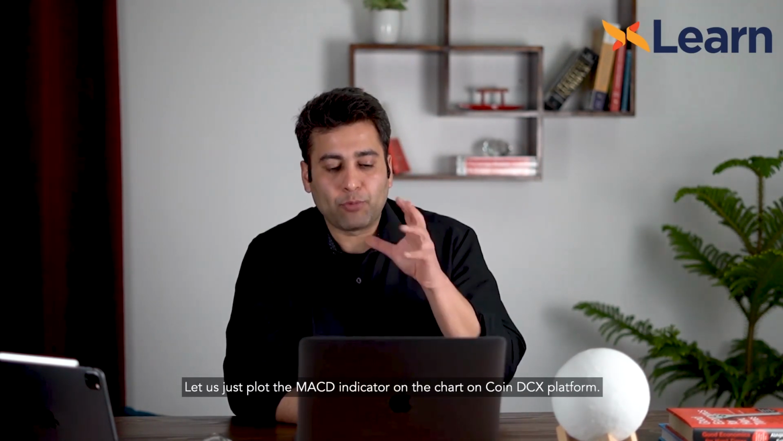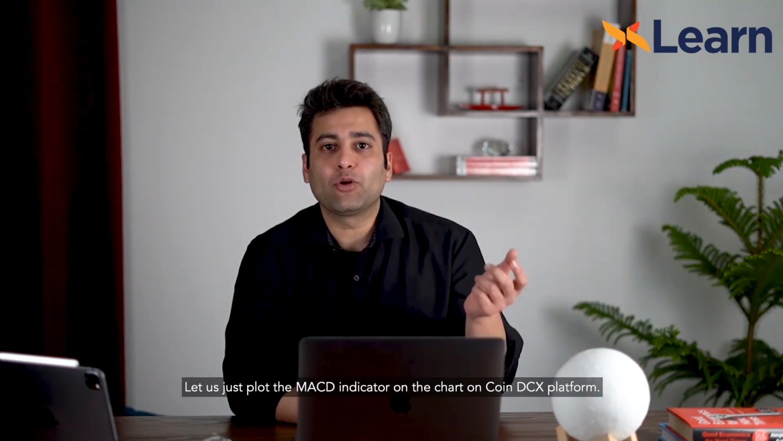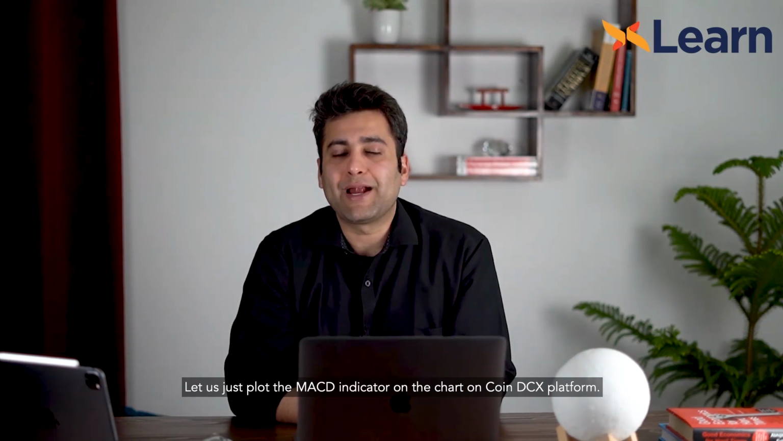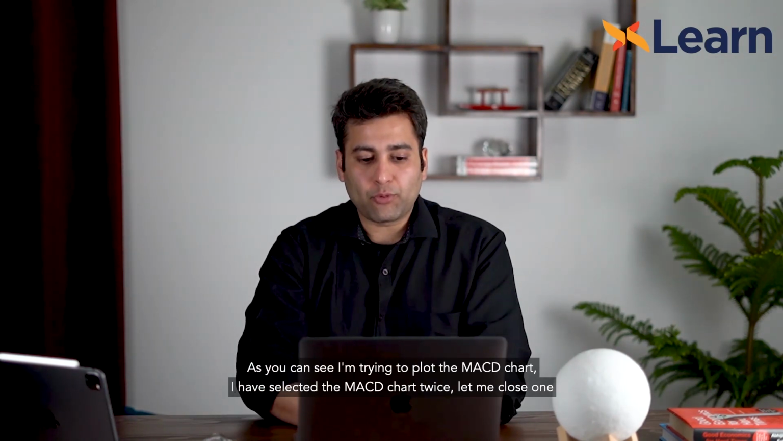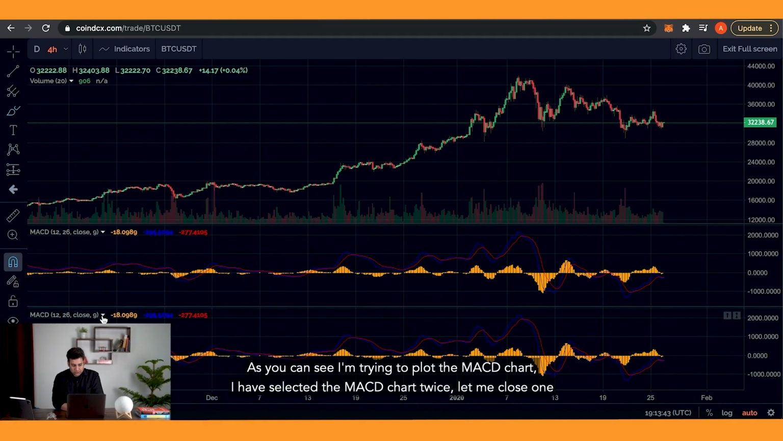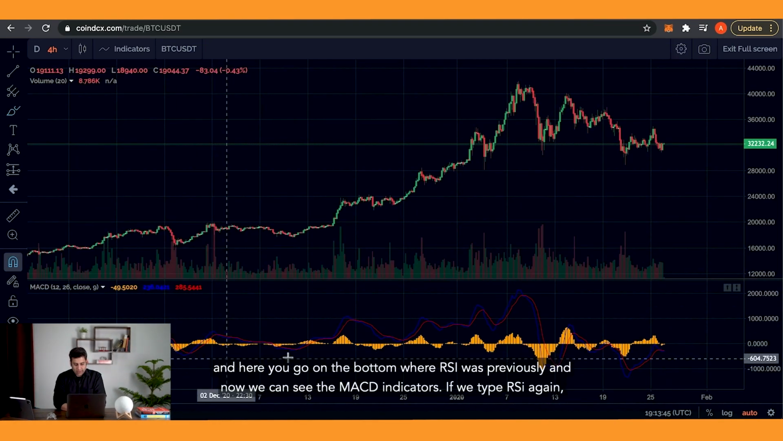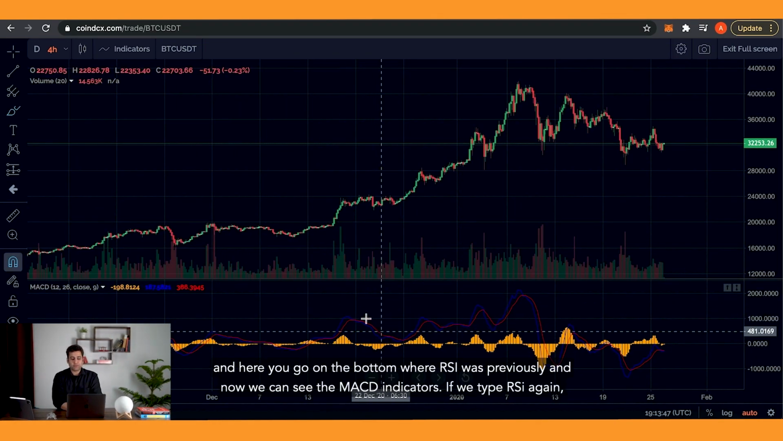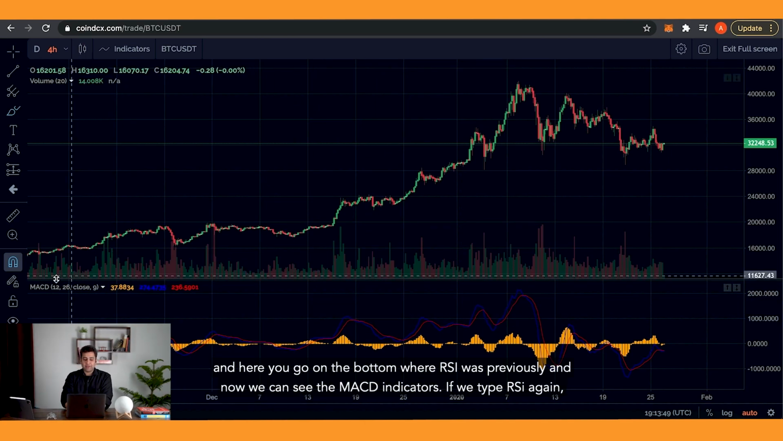Let's just try to plot the MACD indicator on the chart on the CoinDCX platform. So here, as you can see, I'm trying to plot the MACD chart. I've selected the MACD chart. Oh, it's got selected twice. Let me just close one. And here you go, on the bottom where the RSI was previously, now we can see there is the MACD indicator.